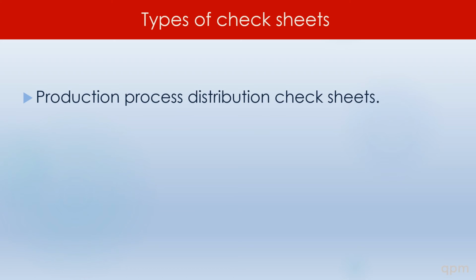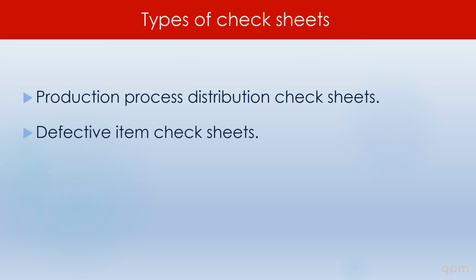Now, let's see what are the types of check sheets commonly used for data collection, analysis, and decision making. Production process distribution check sheets. This type of check sheet is used to collect data about the extent of variation in a production process. For example, variation of product specifications in the manufacturing process.